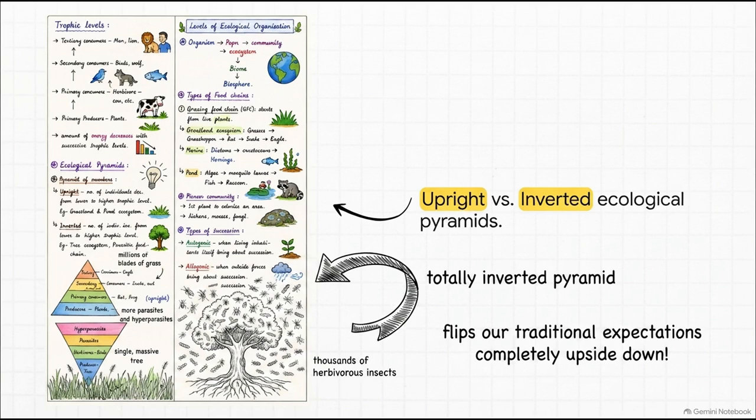But look at the inverted pyramid. If you have a single massive tree acting as the producer, it can support thousands of herbivorous insects, which in turn support even more parasites and hyperparasites. The result is a totally inverted pyramid of numbers. It flips our traditional expectations completely upside down.